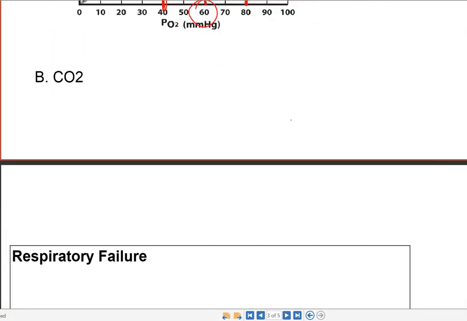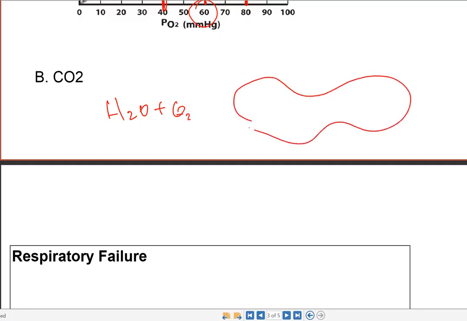Okay, when we talk about carbon dioxide now, remember that carbon dioxide actually gets converted in the red cell to bicarb. So when we're thinking about carbon dioxide, we're talking about the plasma with water and CO2, but when that diffuses into the red cell, remember that that's going to be converted by carbonic anhydrase into our hydrogen and bicarb, which diffuse out. So you never get changes in the CO2 without also giving you changes in the pH.